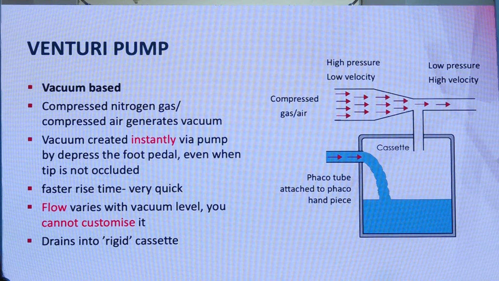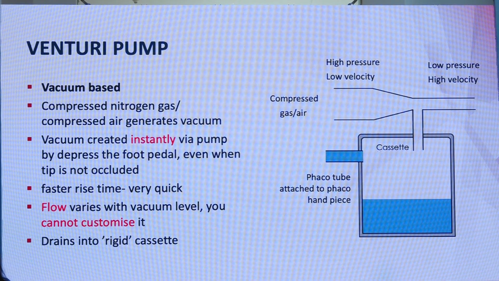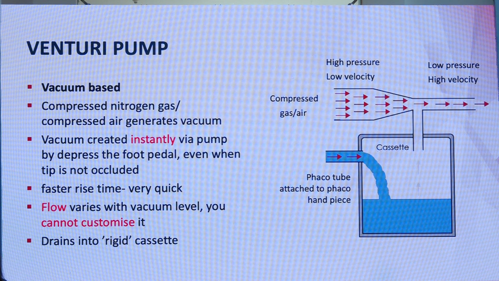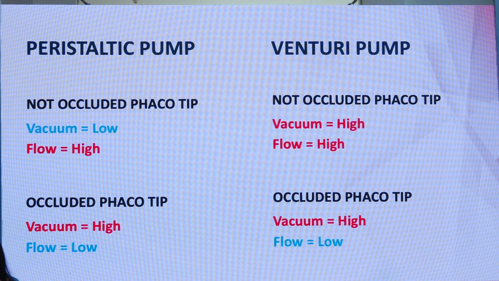Flow will vary according to the vacuum levels. We cannot titrate the flow levels here. You cannot customize, and because of the constant vacuum, the drainage bag is always a rigid bag. A rigid cassette is used here. This is the simple differentiation from peristalsis.